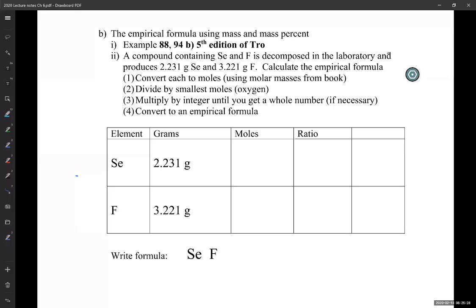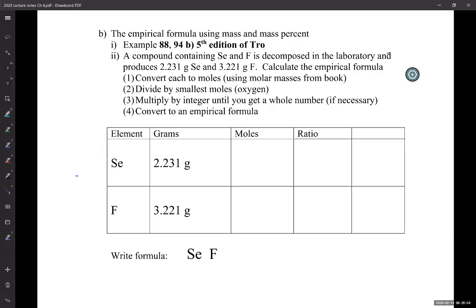Now, in the formula, what you need to know is the ratio of the atoms in the formula. Like how many fluorine atoms are there for every selenium atom? But if you remember what we talked about last time, each element has a different mass. And so if you want to compare the number of atoms of each element in a formula, what you have to do first is convert it over to moles. Moles is related to the number of that atom.